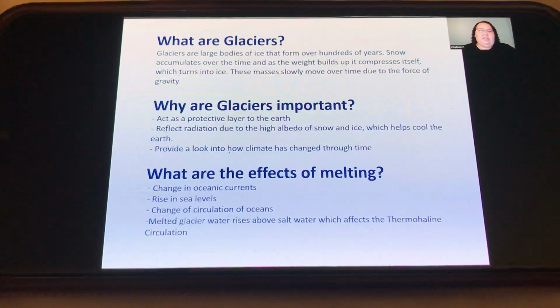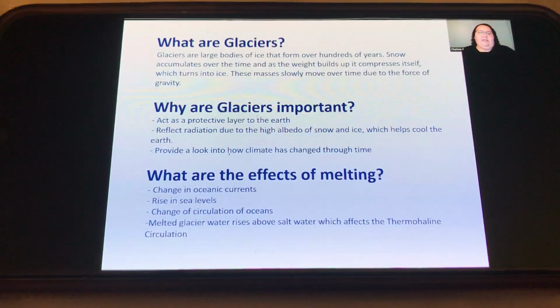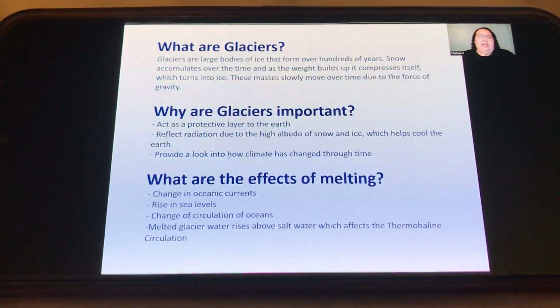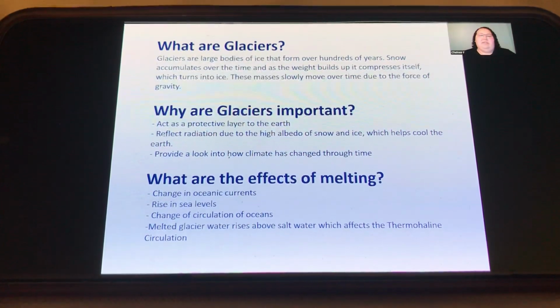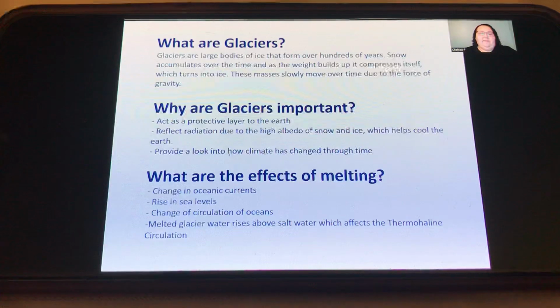Why are glaciers important? They act as a protective layer to the Earth. They reflect radiation due to the high level of albedo of the snow and ice, and this helps to cool the Earth. They provide a look into how climate has changed through time, since many Arctic glaciers are thousands of years old.